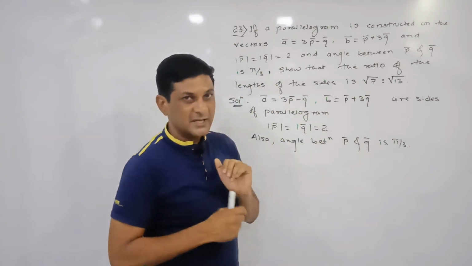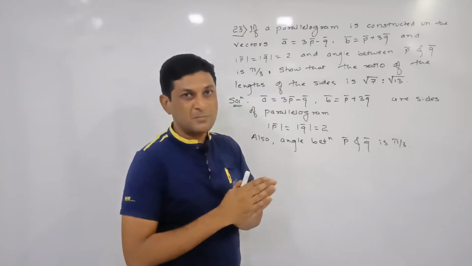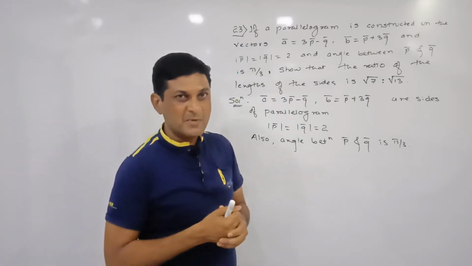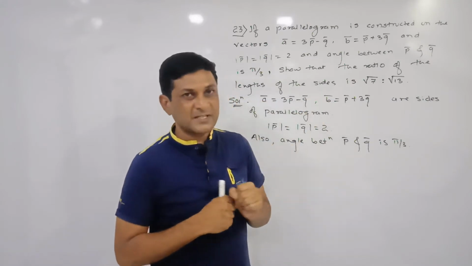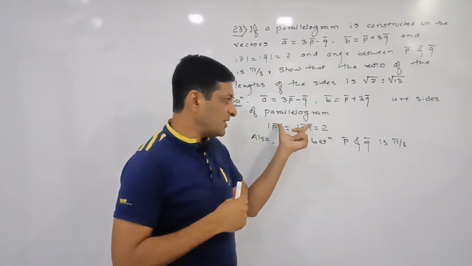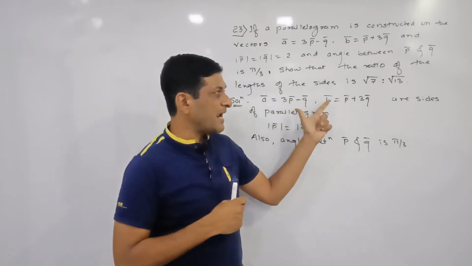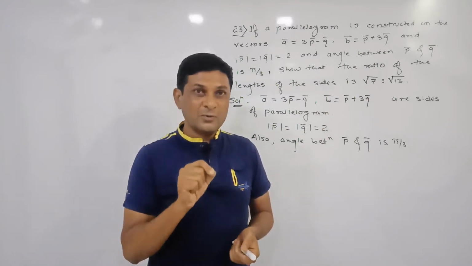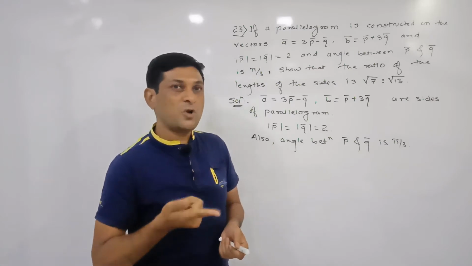Pi by 3. Using this, we have to find the ratio of the length of the sides of this parallelogram, where one side is represented by a bar, and one side is represented by b bar. So let us make proper use of these given conditions. Since the values of a bar and b bar are in terms of p bar and q bar, to find the magnitude, meaning length, we will require the value of the dot product also.